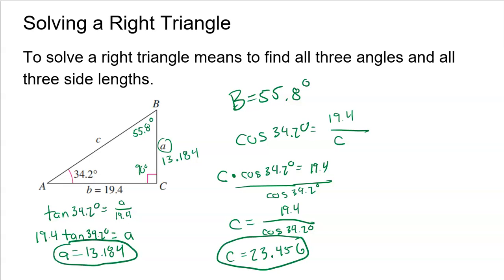I literally found all three sides. I was given B. I found A and C. I was given angle A. I found angle B. So I found everything I need to know. That's solving a right triangle.